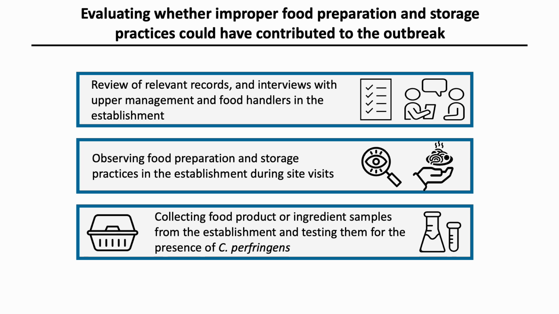Environmental health investigators can utilize multiple approaches to evaluate whether any improper food preparation and storage practices, such as improper hot, cold, or room temperature holding practices, or improper cooling or reheating practices, could have contributed to a C. perfringens outbreak. These can include reviewing relevant food-associated records, conducting interviews with upper management and food handlers at the establishment, carefully observing food holding and handling practices during site visits, as well as collecting food product or ingredient samples from the establishment and testing them for the presence of C. perfringens.